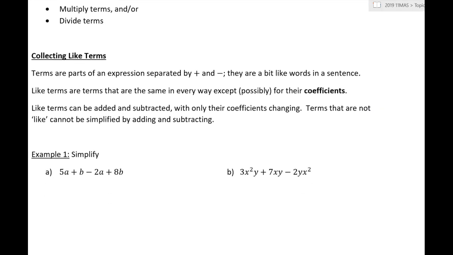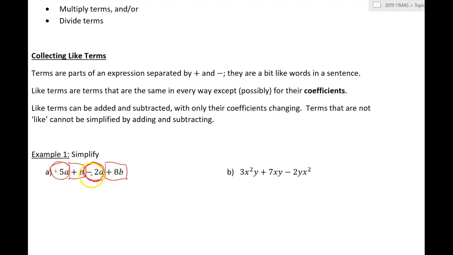My first example, 5a plus b minus 2a plus 8b. Now, a little thing to remember is that the sign goes in front of the term. So I have a plus b here and a plus 8b here. I have a minus 2a here. Let's use a circle to indicate because they're not like terms. A minus 2a here, and this one here, what's in front? Plus, minus? Well, that's sort of like an invisible plus.